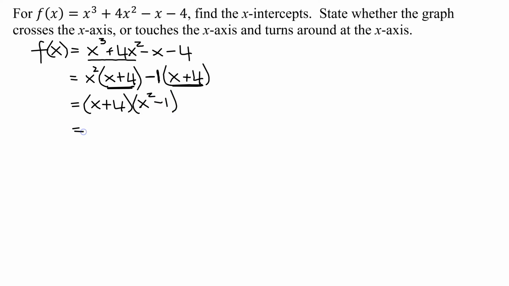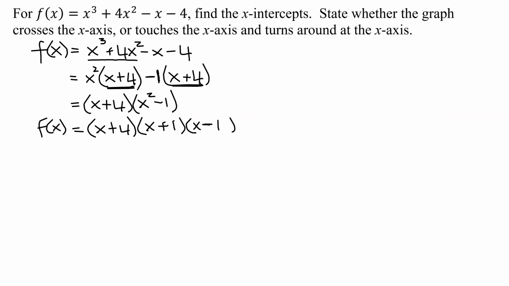So now, can I factor x squared minus 1? Yes, it's the difference of 2 squares. So I'm going to get my 2 binomials. The square root of x squared is x. I'm going to need opposite signs between them, and the square root of 1 is 1. So now I have f of x written in factored form.